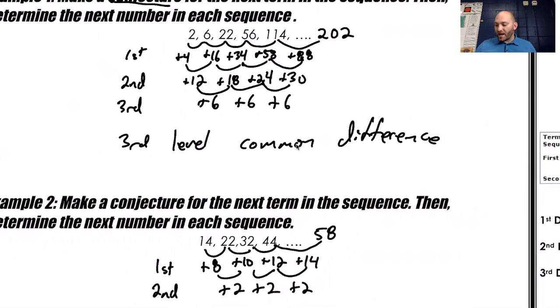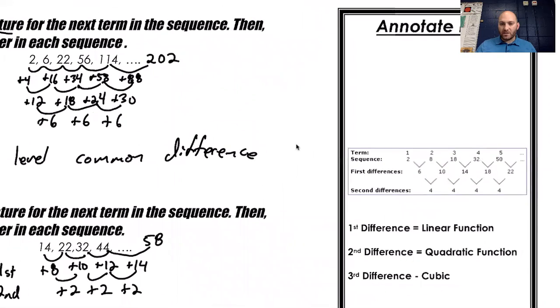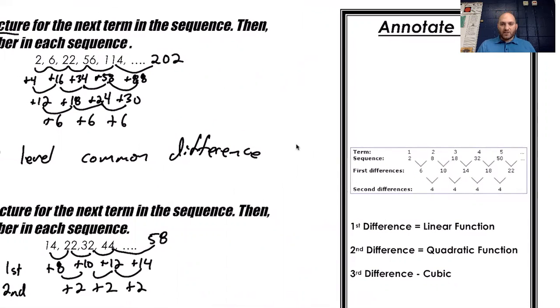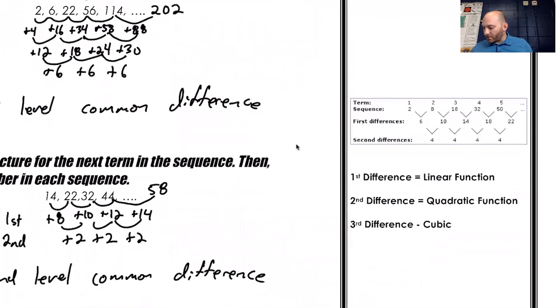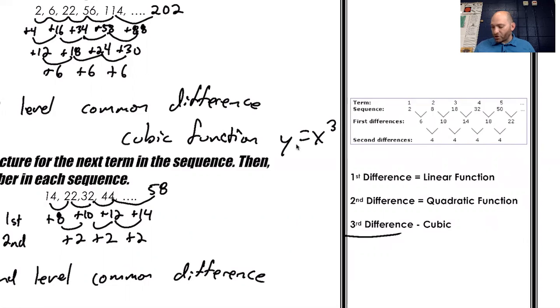We can actually identify what kind of function that is based on that. And so what I mean is this. If I look at these right here, we saw the first level, we saw the second level, sorry, we saw the third level. That third level difference makes this first example a cubic function. Okay? And what it means to be a cubic function is that it would be y equals x to the third power, roughly what it looks like.